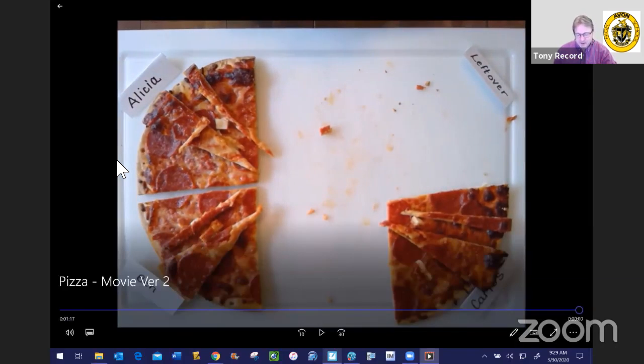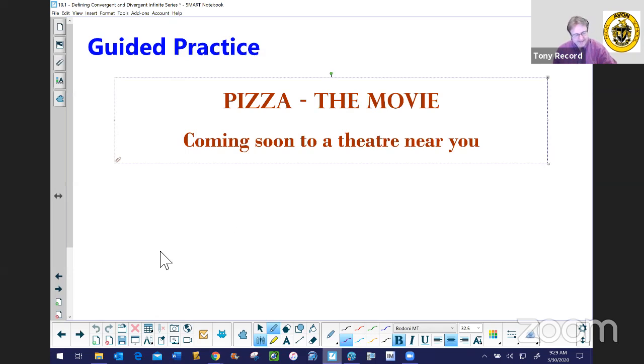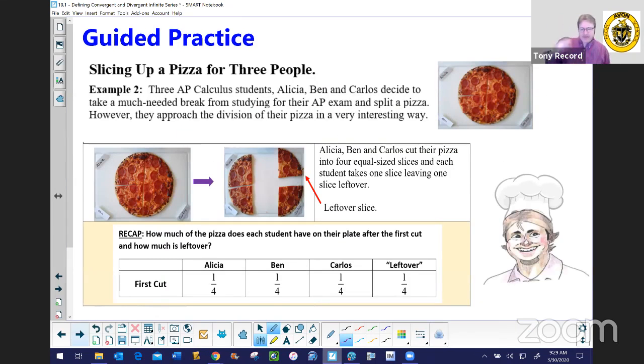So as I said before, we're going to break this down a little bit because I know that video went pretty quickly. And this is outlined also in the handout, if you haven't had a chance to download it yet. Basically, our situation here in example 2 is that we have 3 AP Calculus students, Alicia, Ben, and Carlos, and they're going to take a much needed break from studying for their AP exam, and they're going to split a pizza. However, they approach the division of their pizza in a very interesting way.